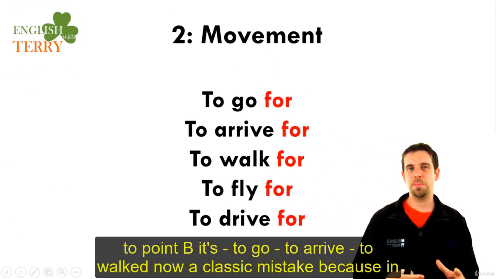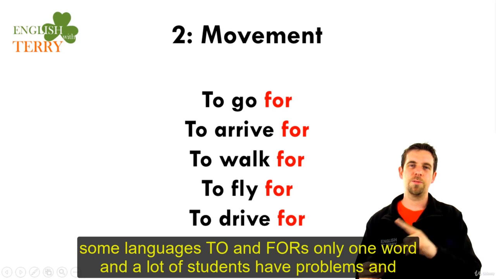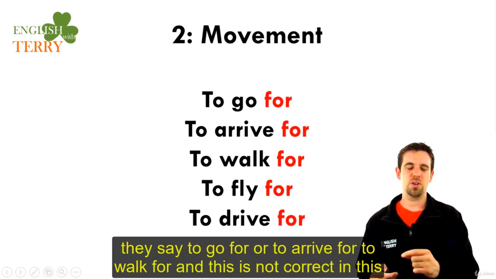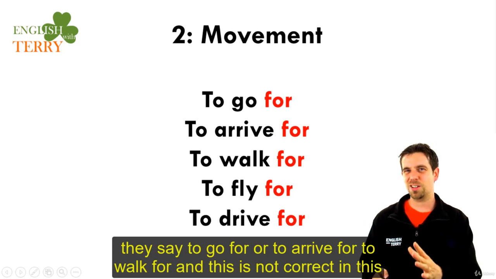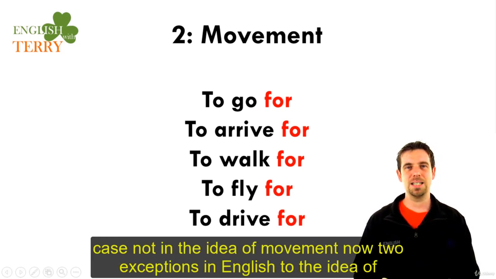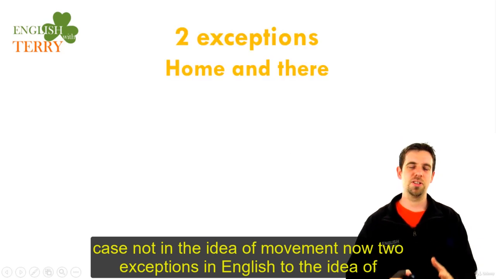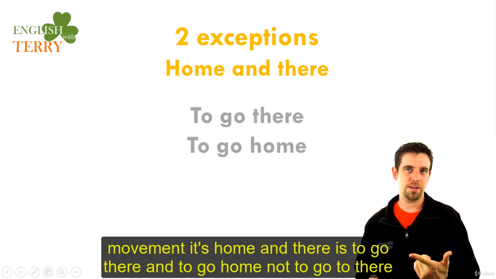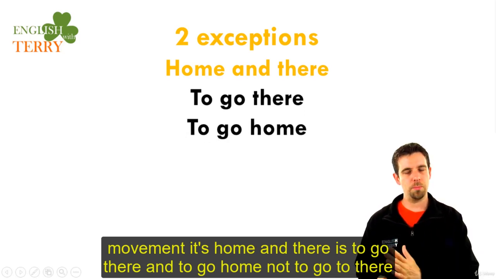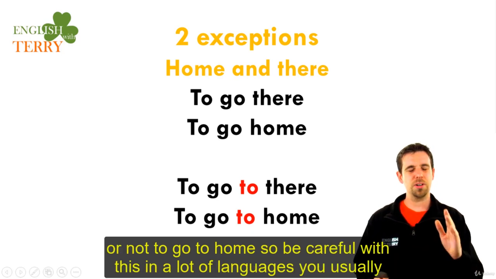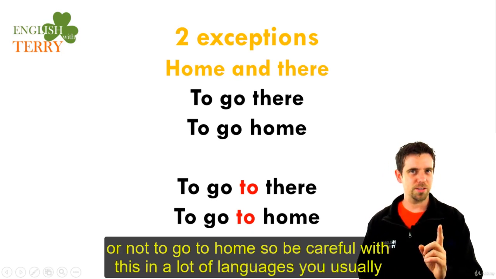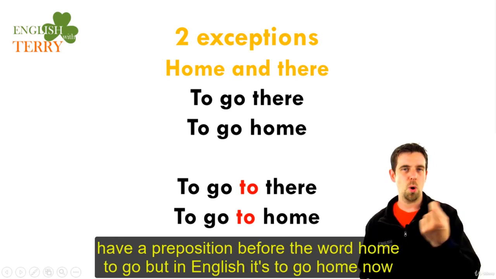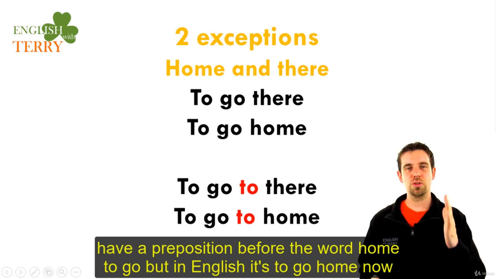Now a classic mistake, because in some languages to and for is only one word. And a lot of students have problems and they say to go for, or to arrive for, to walk for. And this is not correct in this case, not in the idea of movement. Now, 2 exceptions in English to the idea of movement. It's home and there. It's to go there and to go home. Not to go to there or to go to home. So be careful with this. In a lot of languages, you usually have a preposition before the word home. To go, but in English it's to go home.